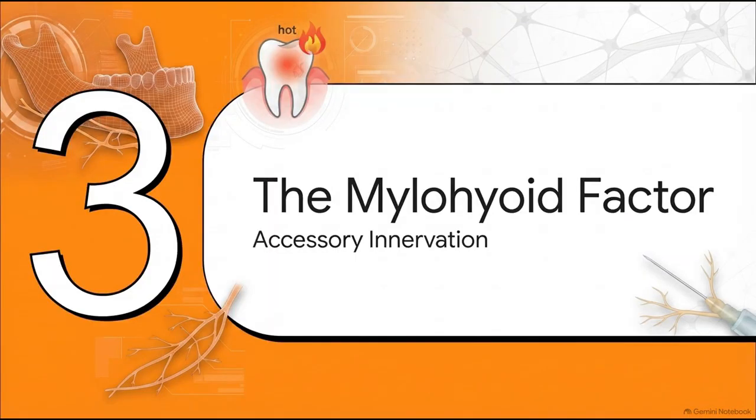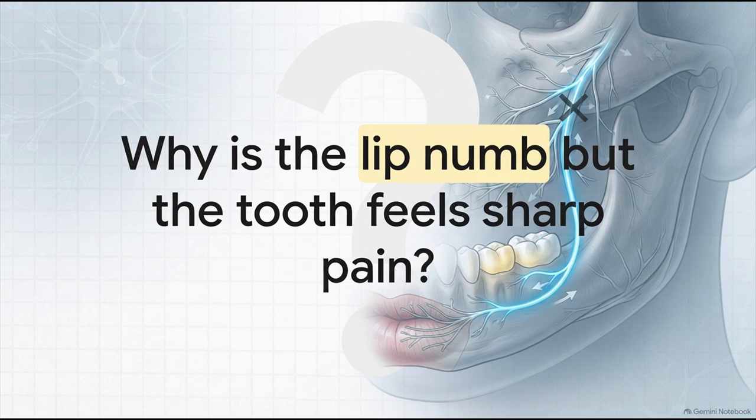Moving on to Section 3, the mylohyoid factor. We've all asked ourselves this exact clinical question. You give the block, you wait, you test the patient, and they say, yep, my lower lip is completely numb. You start your access and bam, they jump. The tooth is still feeling sharp pain. How on earth does that happen?